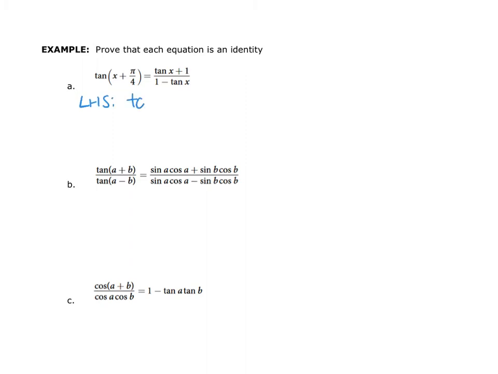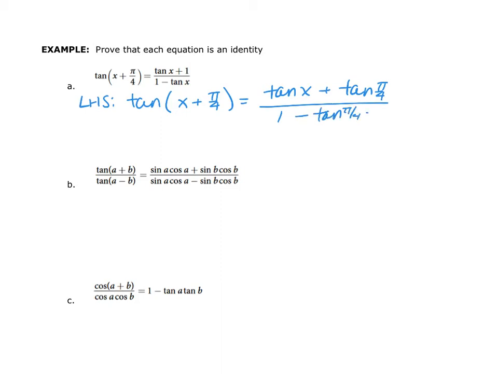So as before, I rewrite that left-hand side, x plus pi over 4. Now I'm going to start using the sum and difference for tangent. So that's going to be the tangent of x plus the tangent of pi over 4 divided by 1 minus the tangent of pi over 4, the tangent of x. But we know the tangent of pi over 4 goes to 1, so this is simply just going to be the tangent of x plus 1 over 1 minus the tangent of x, and we get the right-hand side. Now let's take a look at the next example.